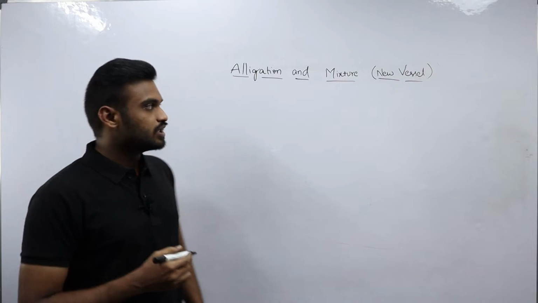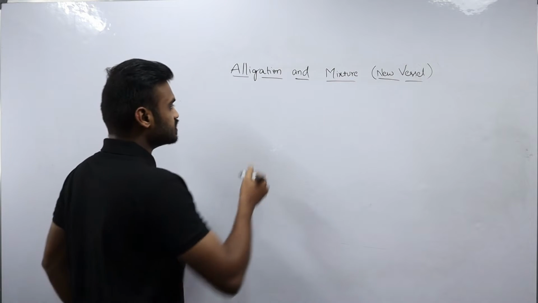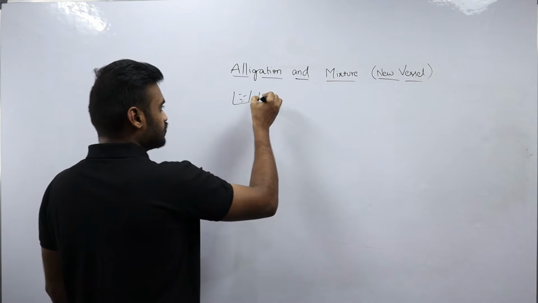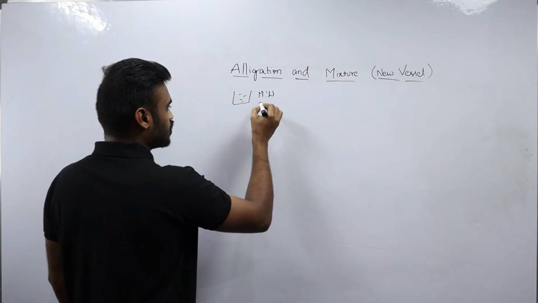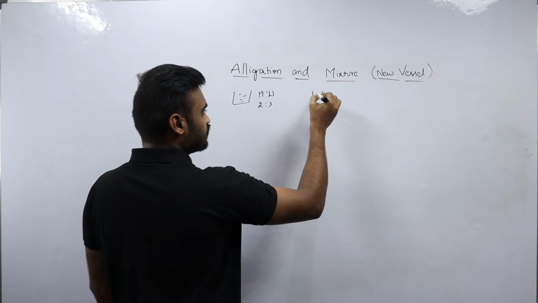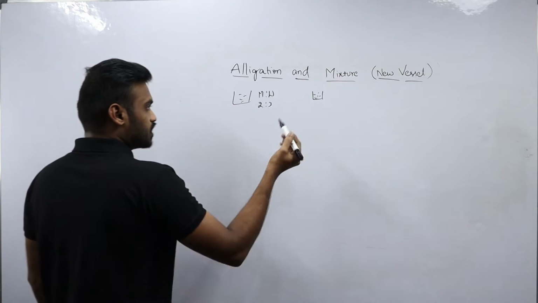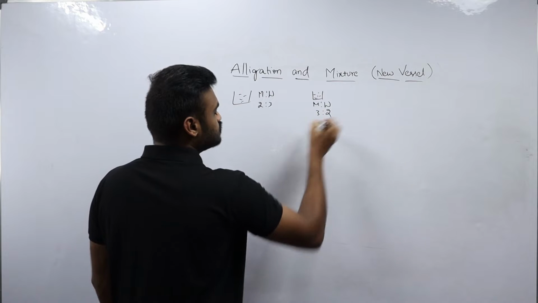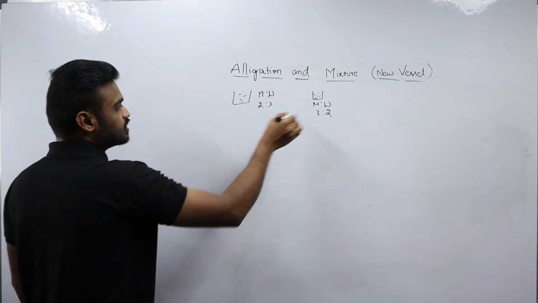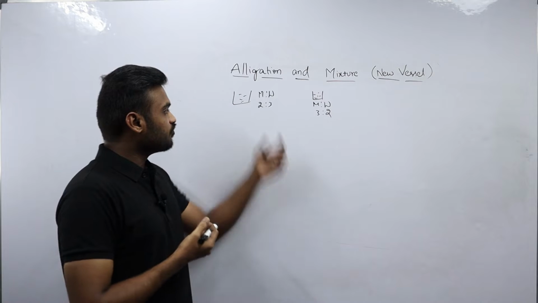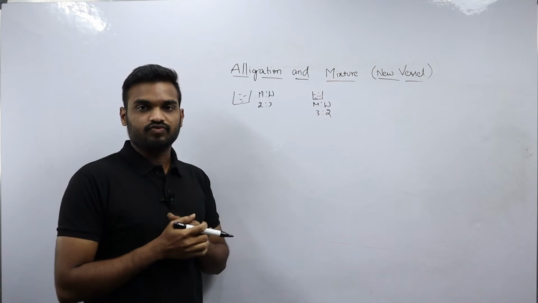Now consider the same example. In one vessel the milk to water ratio is 2:3. In the same way there is another vessel where the milk to water ratio is 3:2. Now I need to mix both the quantities and find out the ratio of milk to water in the resultant quantity.